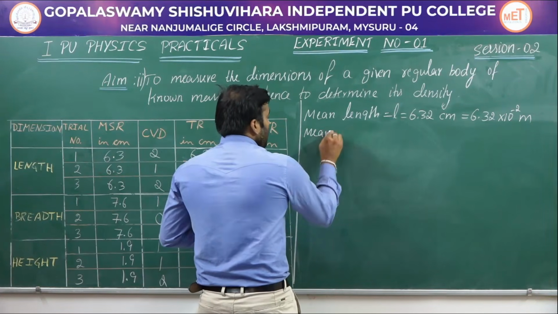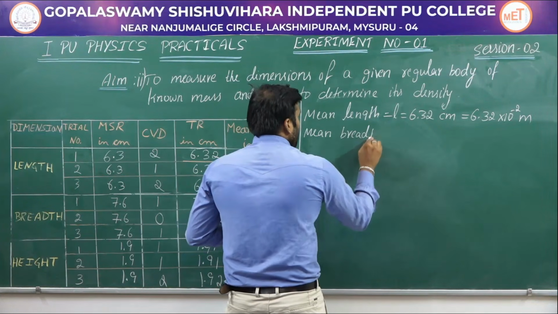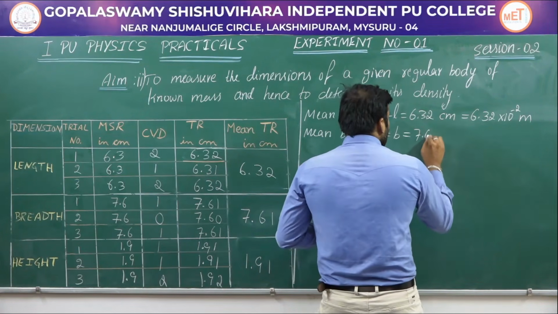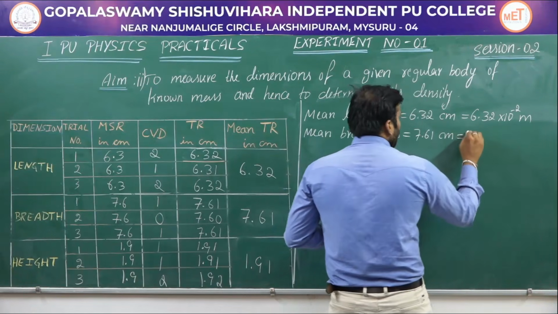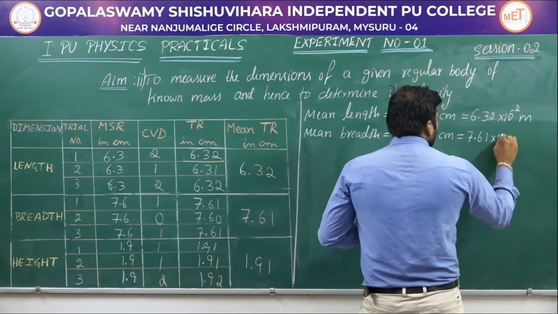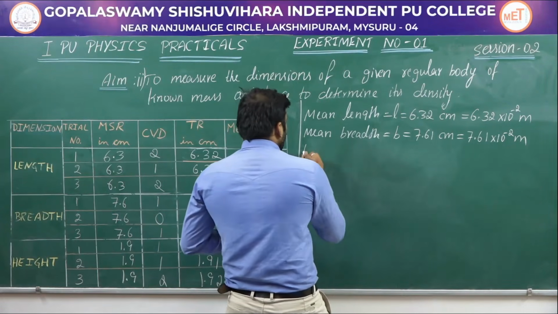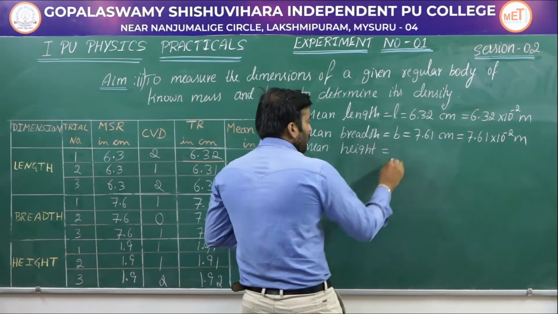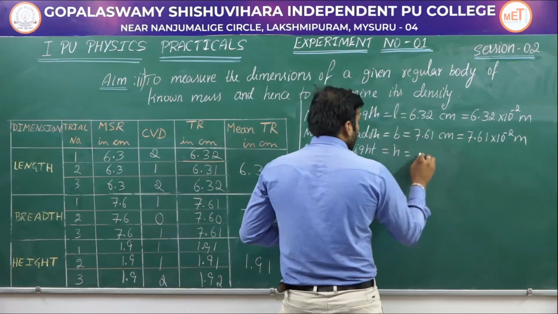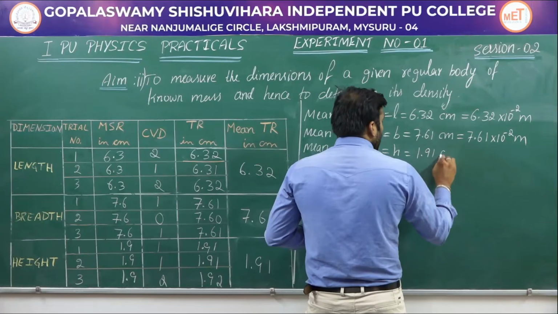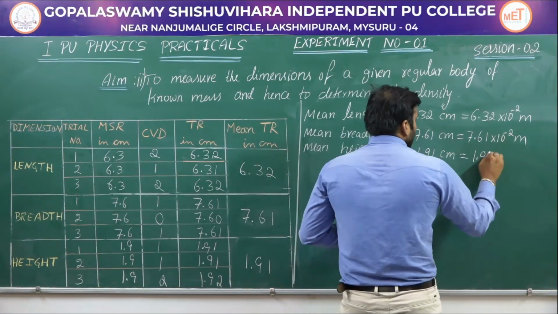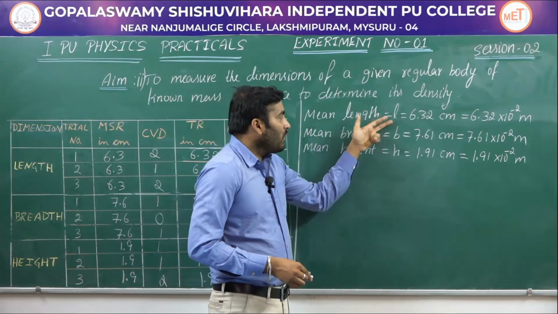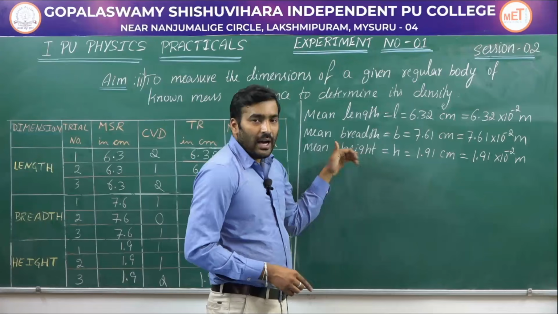Next, mean breadth is equal to B, which is equal to 7.61 centimeter, that is equal to 7.61 into 10 power minus 2 meter. Then mean height will be equal to H, that is equal to 1.91 centimeter. This is 1.91 into 10 raised to minus 2 meter. So we have calculated the values of L, B, H, that is length, breadth and height.